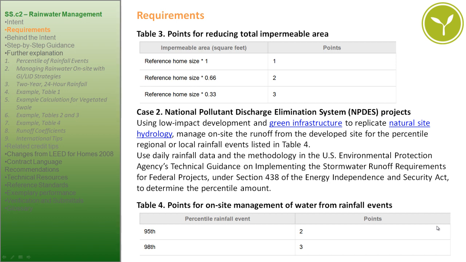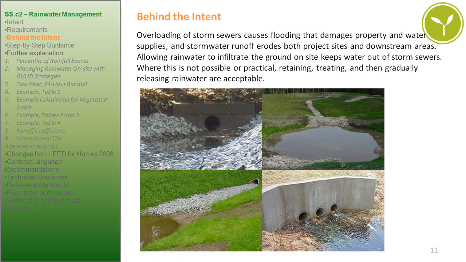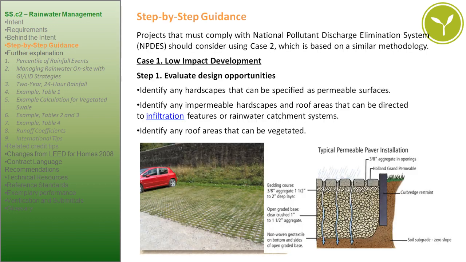98th, 3 points. Behind the intent: overloading of storm sewers causes flooding that damages property and water supplies, and stormwater runoff erodes both project sites and downstream areas. Allowing rainwater to infiltrate the ground on-site keeps water out of storm sewers. Where this is not possible or practical, retaining, treating, and then gradually releasing rainwater are acceptable.